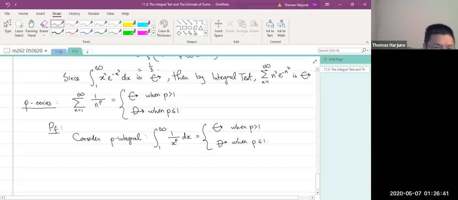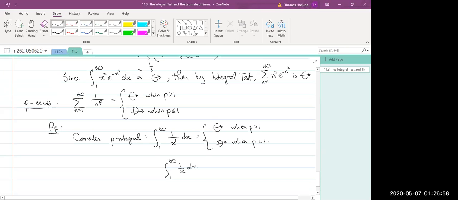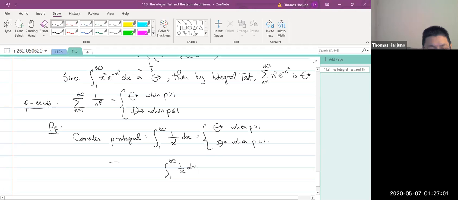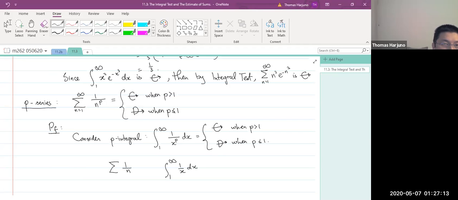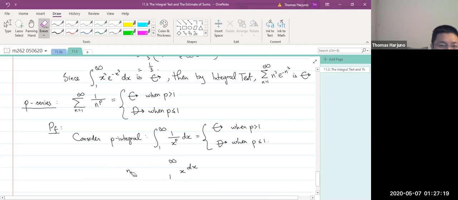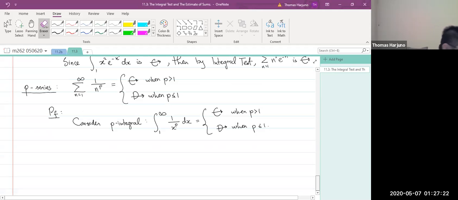In fact, if you think about it, when P equals 1, what do you get? You get the integral from 1 to infinity of 1 over x dx. The series version is the harmonic series. So our P integral actually confirms what we know about the harmonic series, that the series is divergent. Once we have these, we are ready to do further problems from the book.